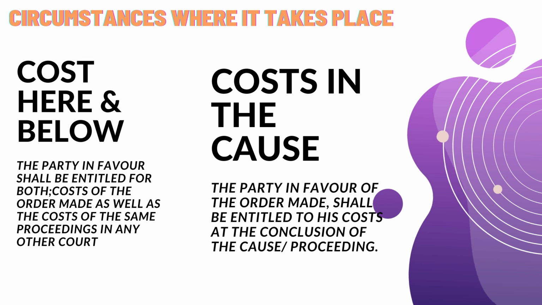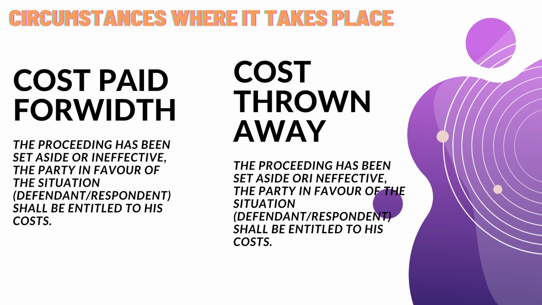Number 3. Costs here and below. The party in favor shall be entitled to both the costs of the order made as well as the costs of the same proceedings in any other court. Number 4. Costs in the cause. The party in favor of the order made shall be entitled to his costs at the conclusion of the cause or proceeding. Number 5. Costs paid forthwith. Either party to a proceeding shall be entitled to the costs of the order made by the court regardless that the cause or matter has yet to be tried.